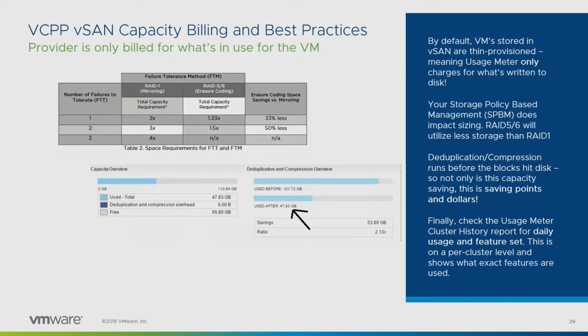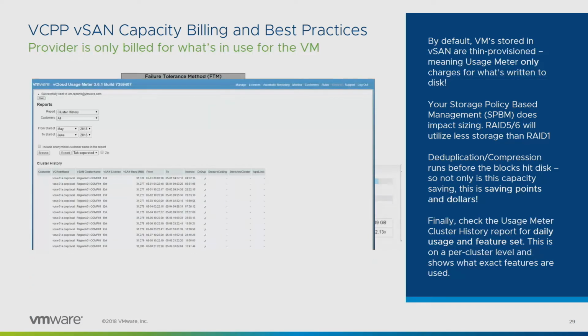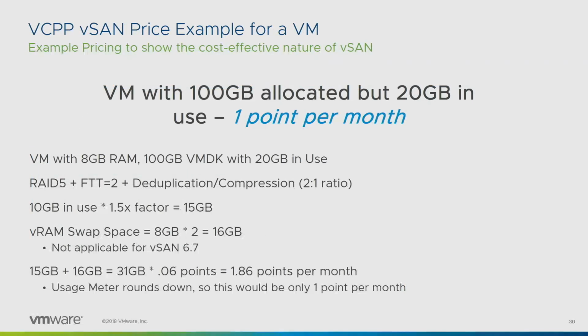That's right. I mentioned this before. Deduplication and compression runs before the blocks hit disk. So any efficiency gain you get on that is not only saving points, it's saving your end dollars, right? At the end of the day, you want a very cost-effective model. On a 24-hour basis, we show a roll-up under the cluster history report. So you can track what you're using from a vSAN cluster perspective on a daily basis, and this can also be orchestrated and pulled through the Usage Meter API too. So be aware of that, and that's something that gives you line of sight on what you're using from a vSAN perspective.